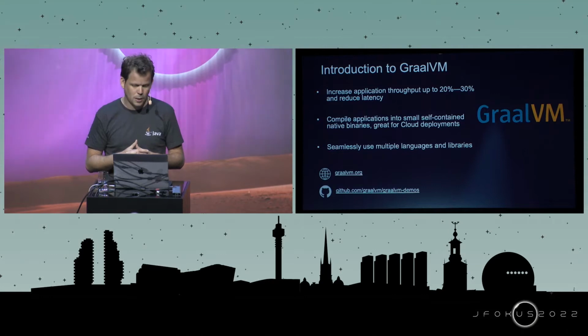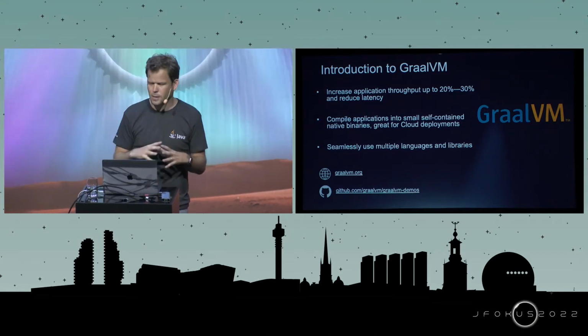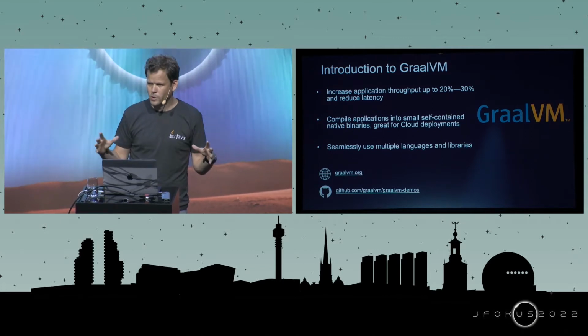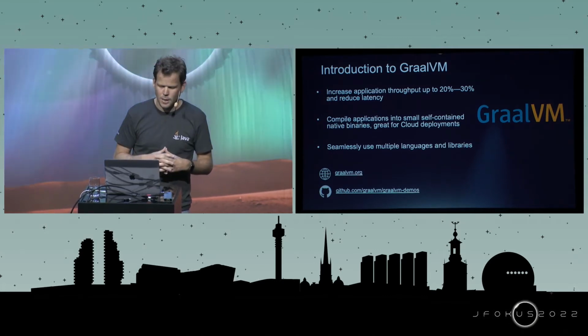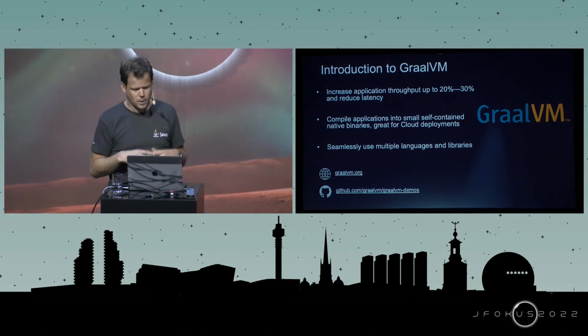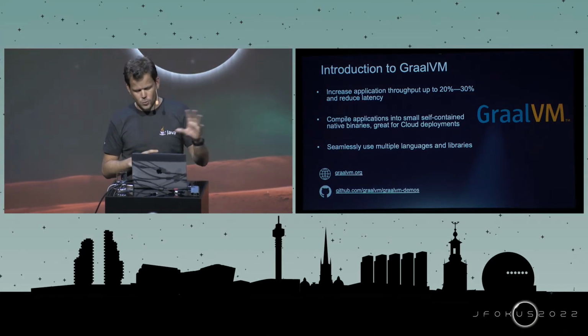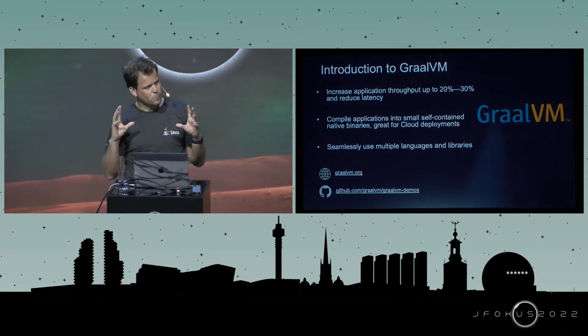And it also has other aspects to it. It's really a broad set of technologies. There's things like the Truffle language framework with different implementations that build on it, including implementations for things like JavaScript and Python and Ruby. And really a whole suite of technologies, but where there's a lot of crossovers between Micronaut and Native Image. So you can find out more about GraalVM at graalvm.org.